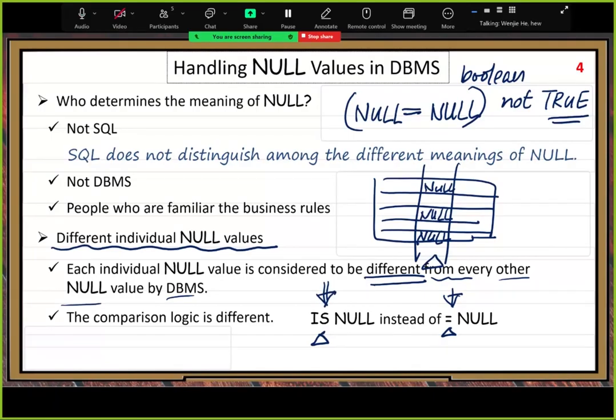This special is operator allows you to select all the rows for which they take the null value on this particular field. That's a special way to handle the null values in DBMS.